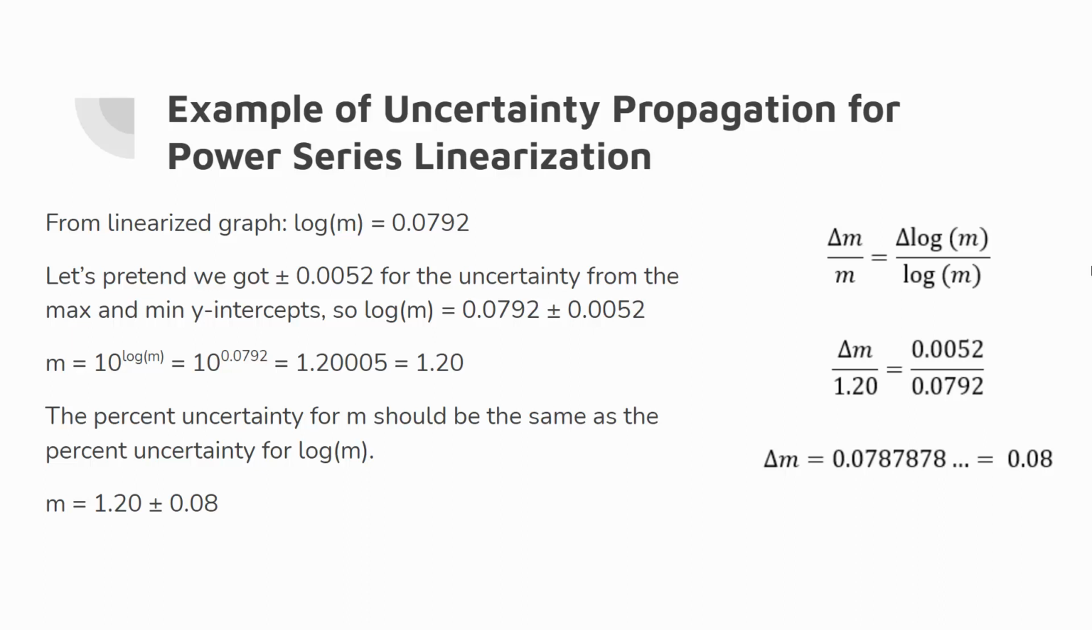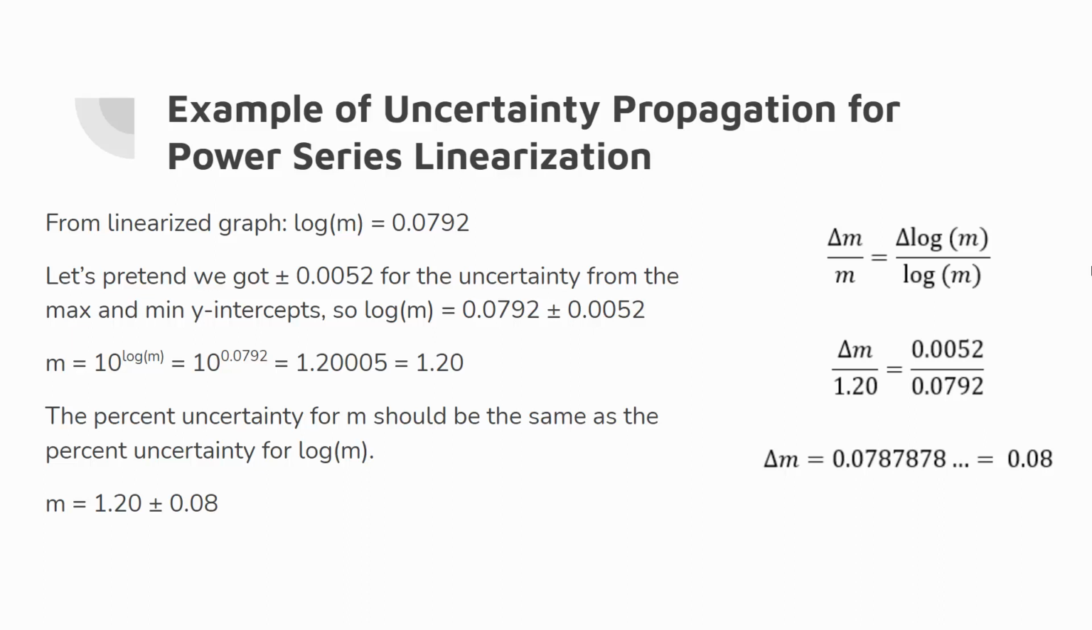This would make the log of m 0.0792, which is the actual y-intercept from the previous graph, plus or minus 0.0052. Well, if the log of m is 0.0792, and we take 10 and raise it to the power 0.0792, we can find that the value of m is 1.2. 1.20, if we want to round it to that precision. What is the uncertainty in that 1.20? Well, we want to say that the percent uncertainty in that value of m, which is 1.2, should be the same as the percent uncertainty for the log of m. So we'll set that equal.